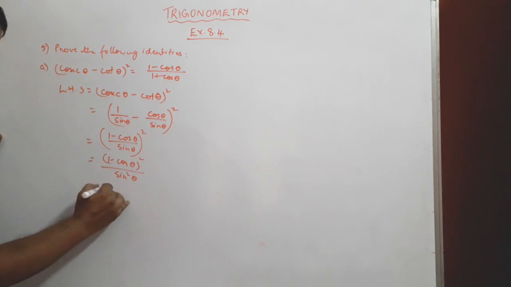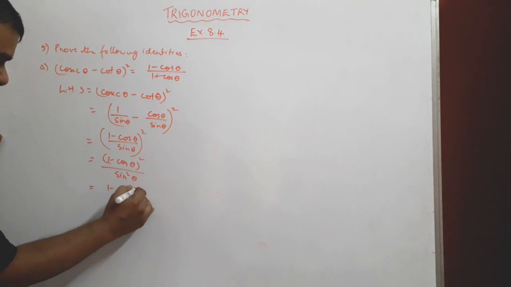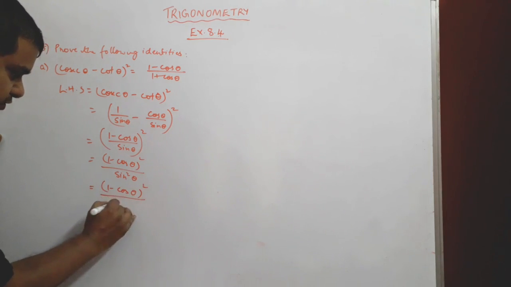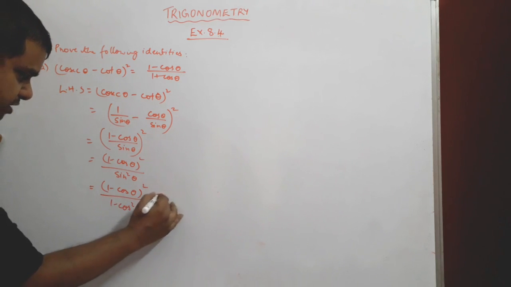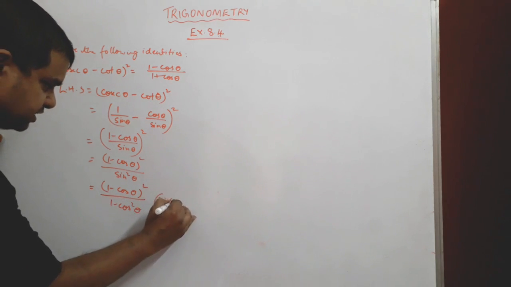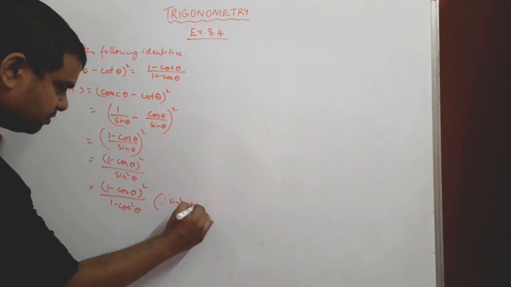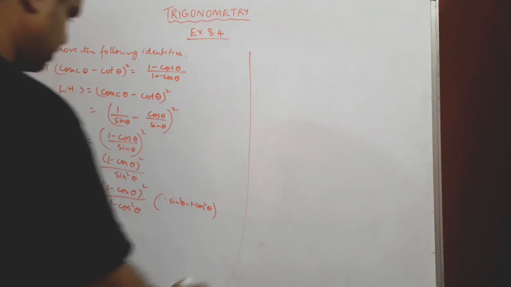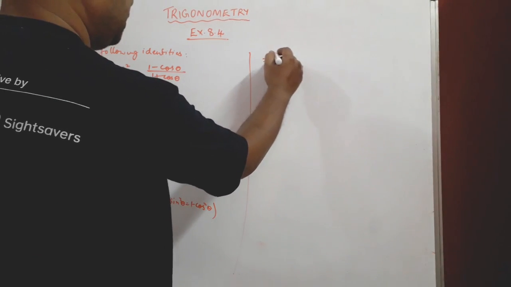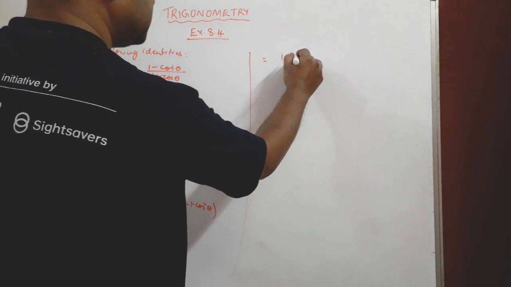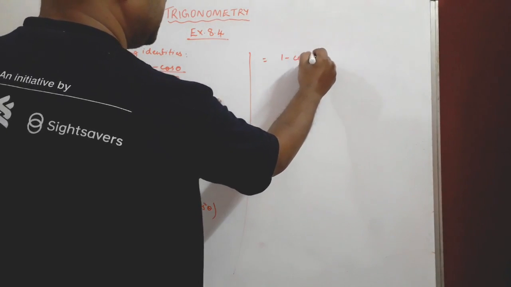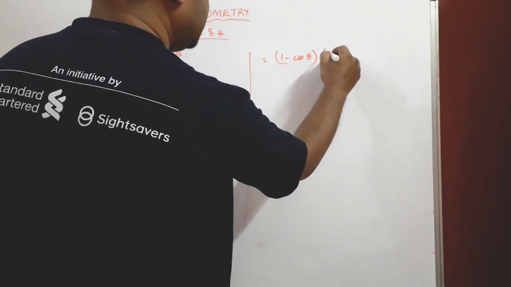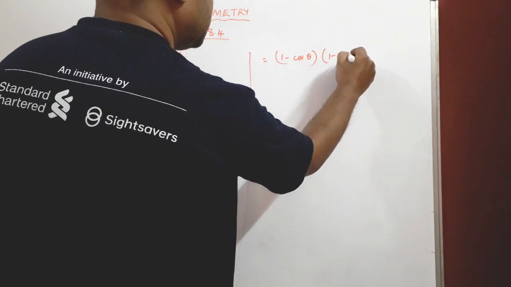Now sin square theta, as we know, can be written as 1 minus cos square theta. So we'll write it as (1 minus cos square theta) in brackets, since sin square theta equals 1 minus cos square theta. This is the identity which we had learned. So continuing with the equal to sign, (1 minus cos theta) whole square can be written as (1 minus cos theta) into (1 minus cos theta).